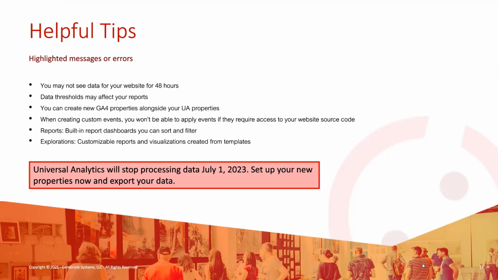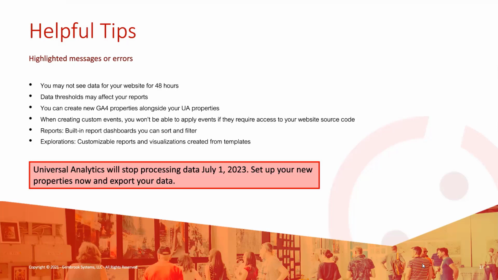You can create new GA4 properties right alongside your Universal Analytics properties. You don't have to get rid of your Universal Analytics properties, and you actually should not. If you get rid of those properties, you're not going to be collecting data. You also could potentially lose the data that has been collected already before you've had the chance to export it.